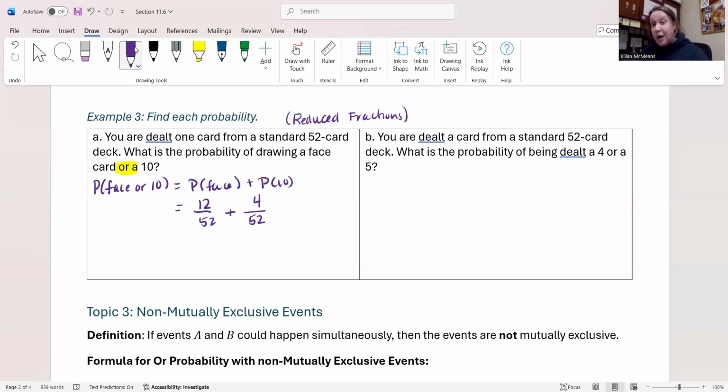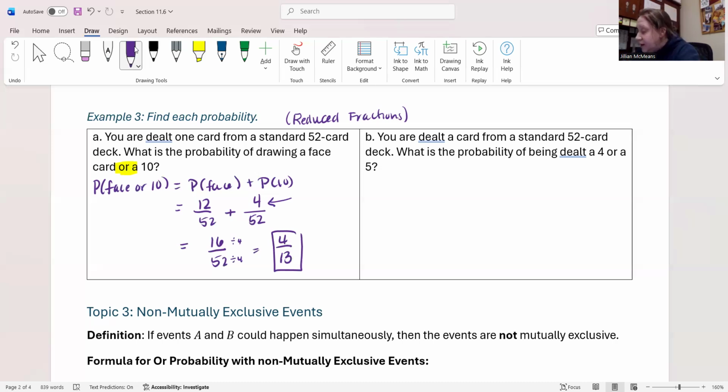Okay, so we have 12 face cards. We have 4 10s, okay? And so that means we have 16 out of 52 cards. These are both divisible by 4. So we would get 4/13, and that would be your probability. And make sure you understand these are 10s, not hearts or spades or whatever I was trying to call them a minute ago. Okay. So 12 out of 52 for the faces, 4 out of 52 for the 10s, 16 out of 52 total. That reduces to 4/13.